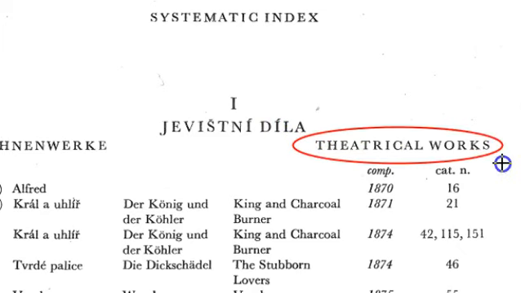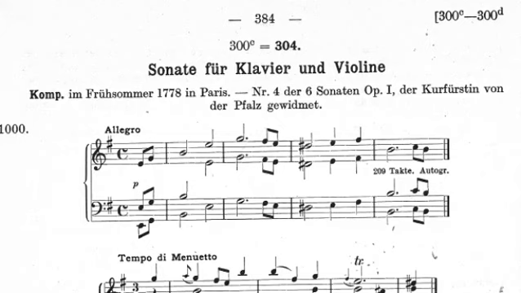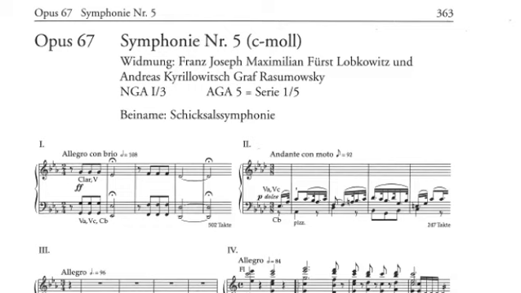Another approach is to organize the catalog chronologically in the order that pieces were composed. The Köchel catalog of Mozart's works uses this approach. Some catalogs organize their contents by opus number, irrespective of chronology or classification. Kinsky and Halm's catalog of Beethoven's works uses this method.